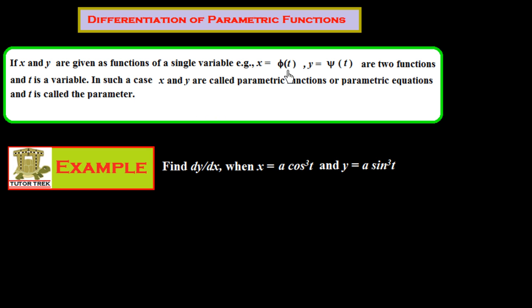To find dy over dx in the case of parametric functions, we first obtain the relationship between x and y by eliminating the parameter, which is t in this example, then we differentiate it with respect to x. But every time it is not possible or convenient to eliminate the parameter. Therefore dy over dx can also be obtained by a different method, which I will explain with this example.